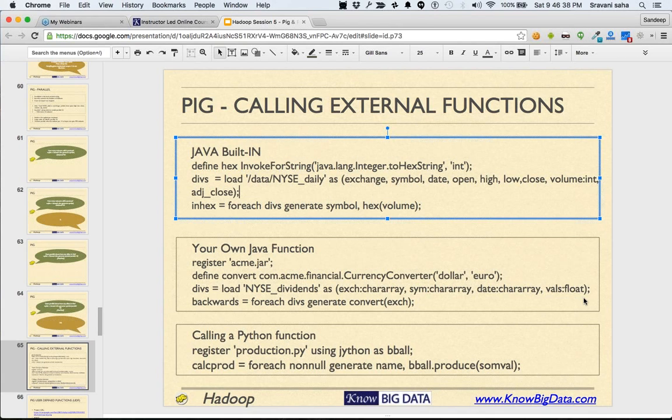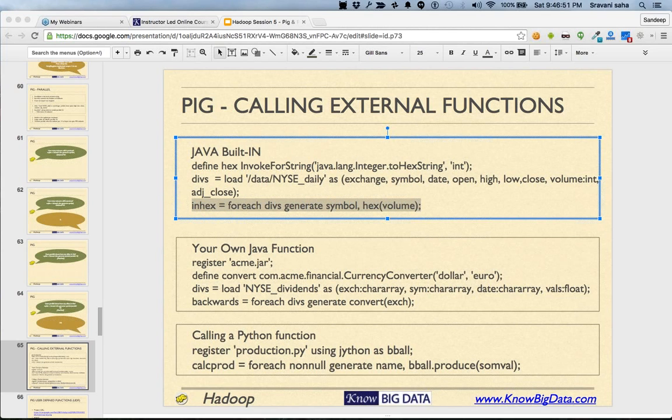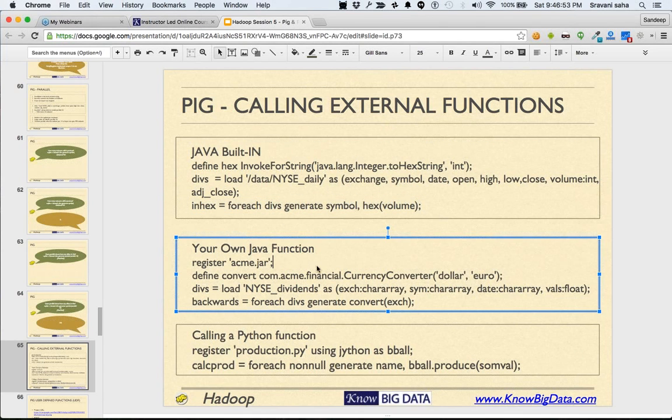All right, so this is how we can call the Java built-in function. Now you can see here that we are calling this function here.